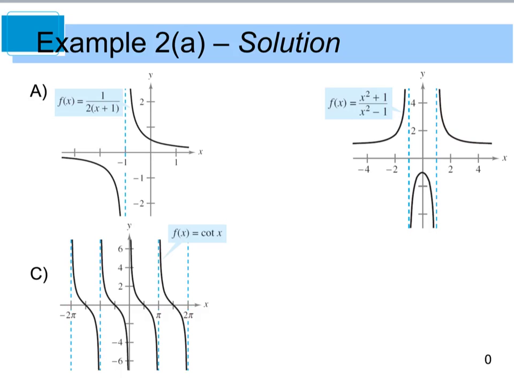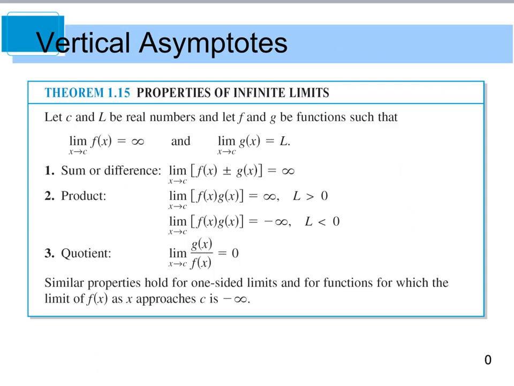My function is increasing or decreasing without bound on either side, approaching positive or negative infinity. So again, I have vertical asymptotes there. Okay, and the last thing we're going to look at are the properties of our infinite limits. This is kind of similar to what we've been seeing.